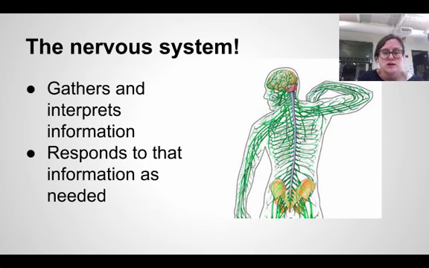So you guys learned about how cells are organized into tissues, tissues into organs, and then organs into systems. Systems are a bunch of organs working together for some particular function, and the function of the nervous system is to gather and interpret information from inside the body and outside the body, and then to respond to that information as needed. So this controls every single thing you do. It takes in information, it processes it, and then it makes decisions and responds to that information.